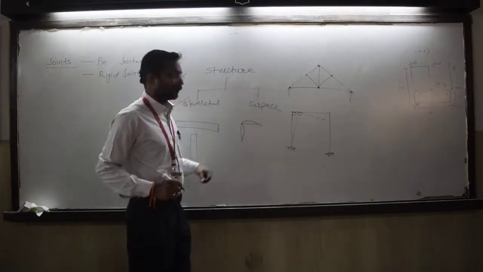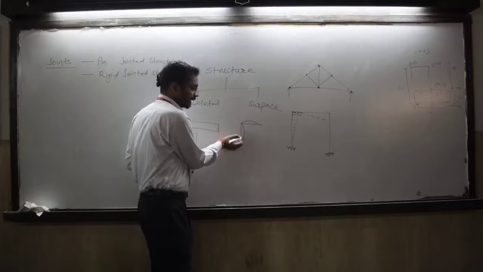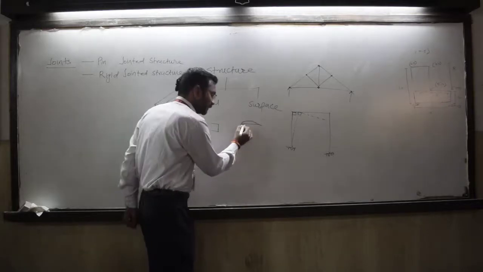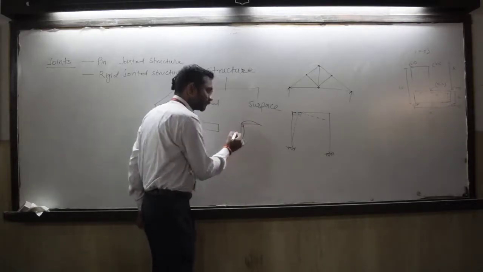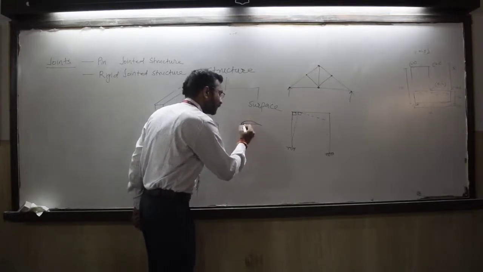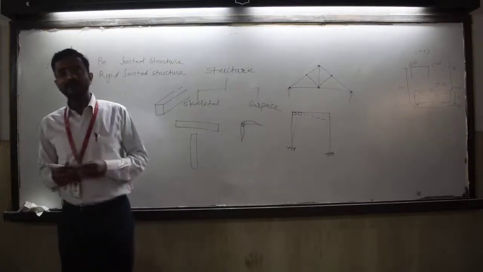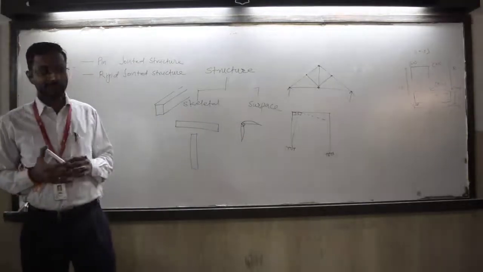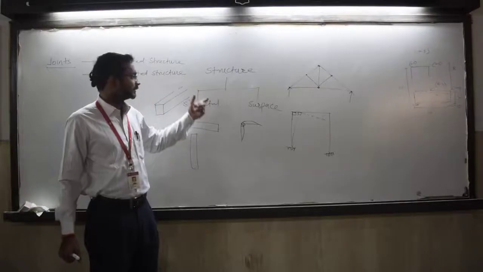Suppose this is the deformed shape. This particular line is the deformed shape. So the initial angle before deformation was 90 degrees, and after deformation, if this angle also remains 90 degrees, this is termed as rigid body deformation. So this is a rigid joint, this is a pin joint.